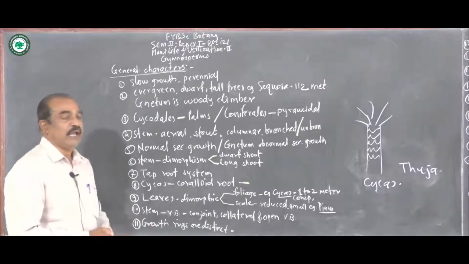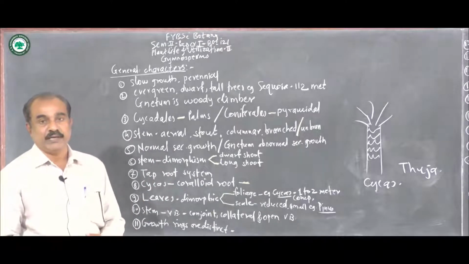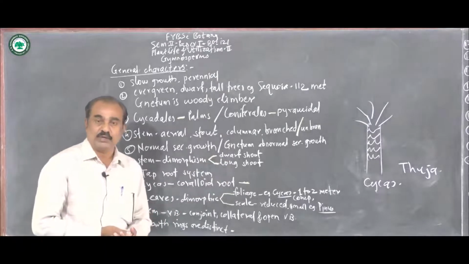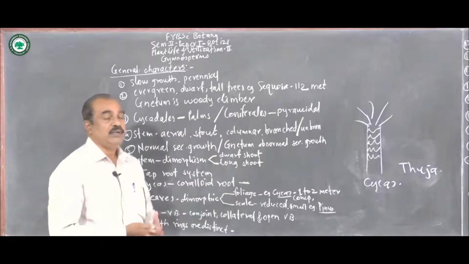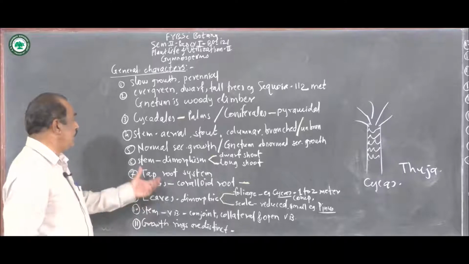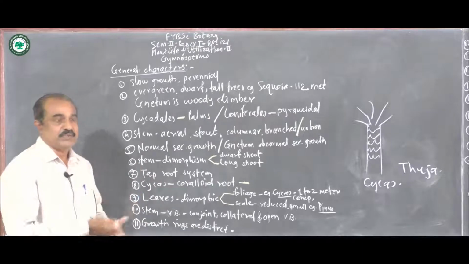Now the stem shows dimorphism. That means in the stem there are two different types of branches. Now one type of branch is called the dwarf branch or dwarf shoot, and another type of branch which is long is called the long branch or the long shoot. Now next character, all the gymnospermic plants show the tap root system. That means a deep going root system is there.